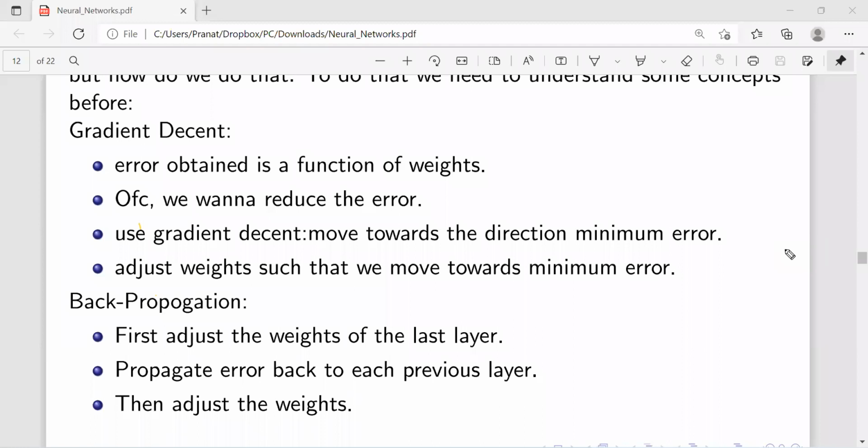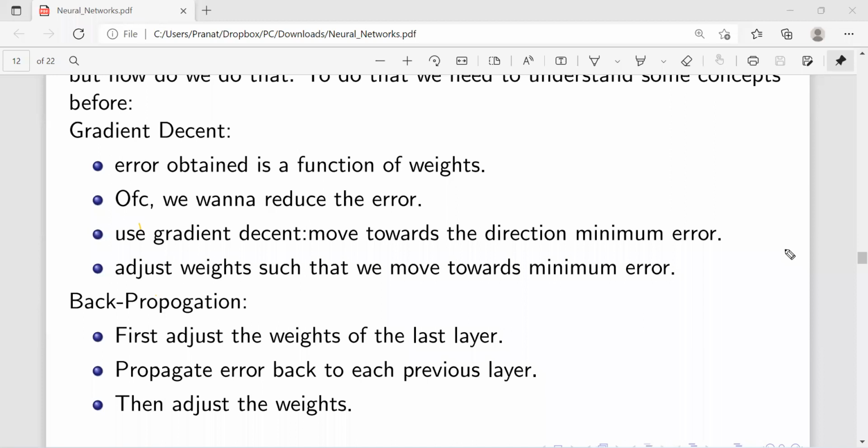First we adjust the weights of the last layer. This will have 3 weights. We adjust first these 3 weights, then we adjust these weights. So we go from last to first in adjusting weights to minimize our errors. We go from these weights to these weights. And if there were 2 hidden layers like this, then we will go to these weights.